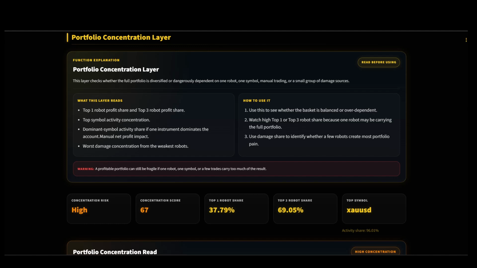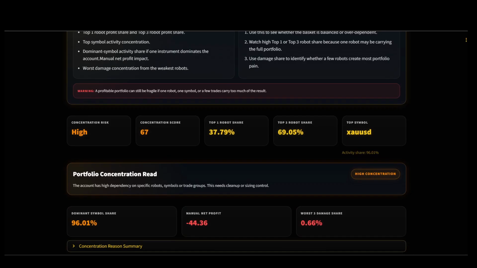Then the workflow continues deeper into the portfolio concentration read itself. Now it starts translating those concentration metrics into actual structural portfolio interpretation. So instead of only showing percentages, the framework explains whether the account behaves like a balanced portfolio or a structurally dependent portfolio. And here, the workflow clearly identifies that the account has high dependency on specific robots, specific symbols, or concentrated trade groups, meaning the system may still produce good historical performance, while remaining fragile underneath due to concentration imbalance.